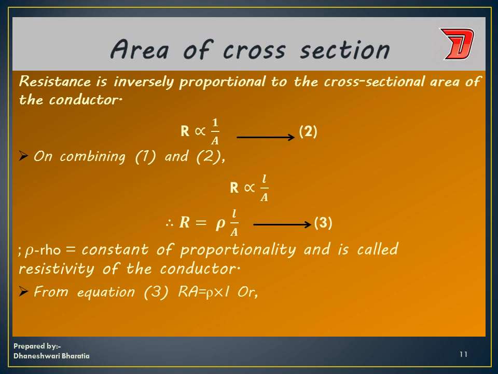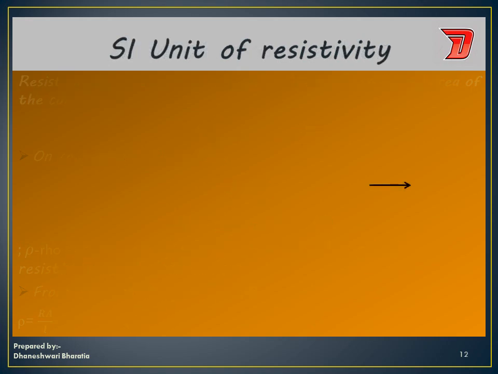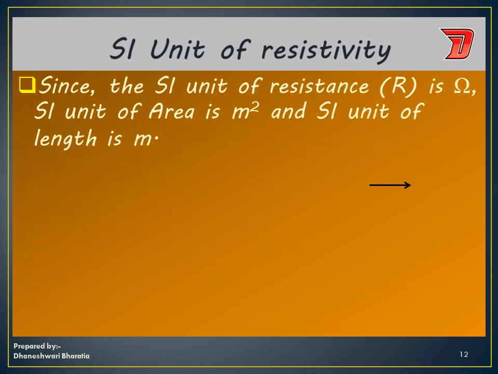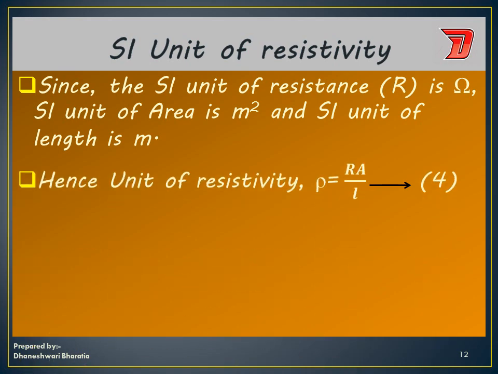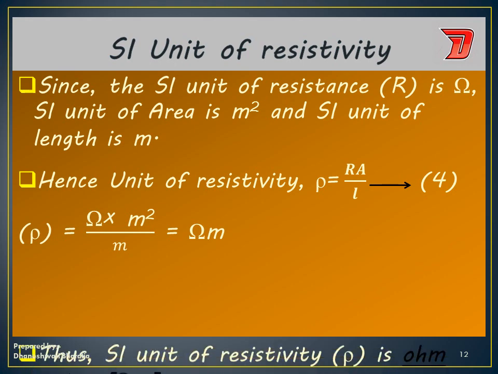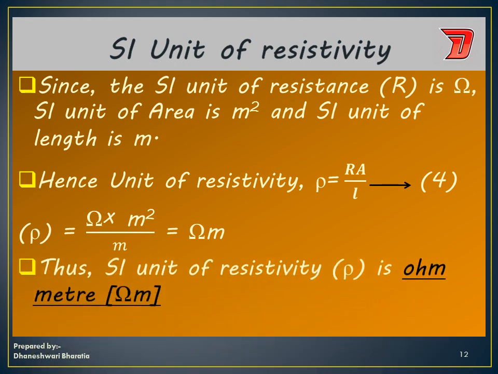From equation 3, R into A is equal to rho into L, or rho is equal to RA by L. Now let us proceed with finding the SI unit of rho. Since the SI unit of resistance is ohm, area is meter square and length is meter, the unit of resistivity from the fourth equation will be ohm meter. You have to remember how to find the SI unit of resistivity also. Do practice this. Thus the SI unit of resistivity is ohm meter.